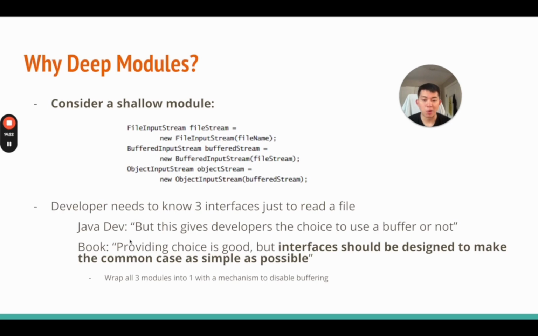So it would be better to wrap all these three modules, like file stream, buffer stream, and object stream, into one, and provide an option or a toggle in the input arguments to disable buffering. Then that will be much simpler to implement, and it also provides the option.